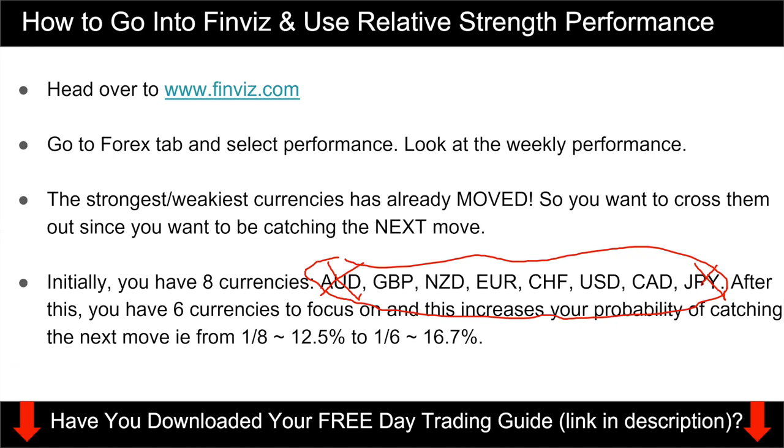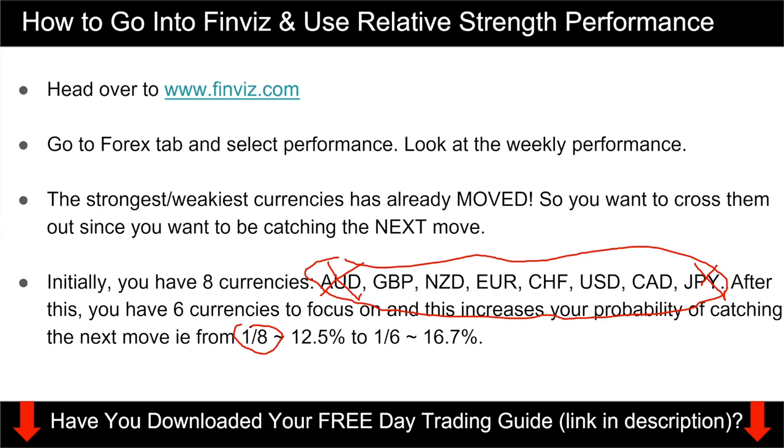So if you just close your eyes and choose one of the 6, your probability of getting it right is 16.7%. Compared to previously, if you were to just close your eyes and choose one currency out of the 8, your probability of getting it right is about 12.5%. So this drastically increases your win rate. Okay, but please do not take it out of context. I'm not saying that you just blindly enter a trade.